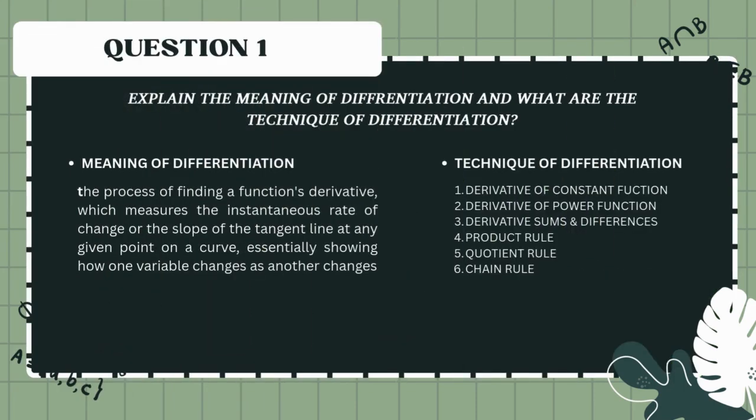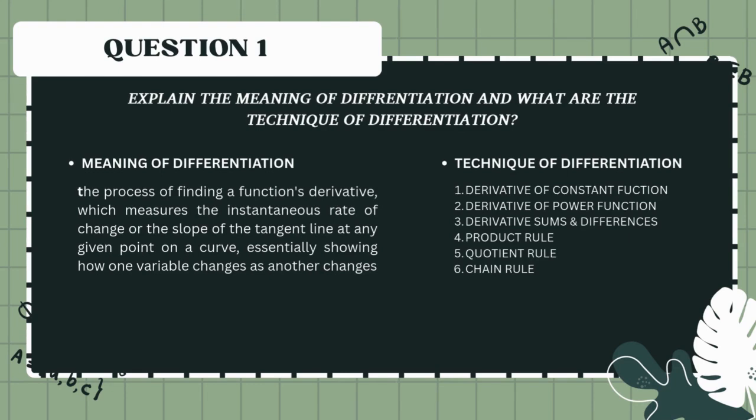Differentiation is the process of finding the derivative of a function. The derivative represents the instantaneous rate of change of one variable with respect to another. In real life application, differentiation is used to describe how quantities change, such as velocity as the rate of change of displacement. And there are a lot of techniques of differentiation.